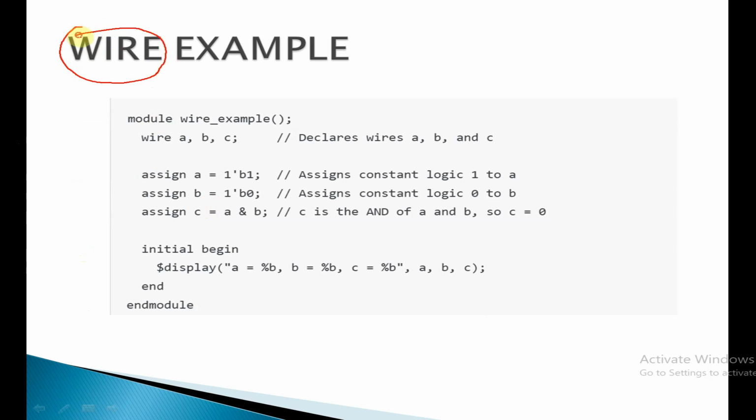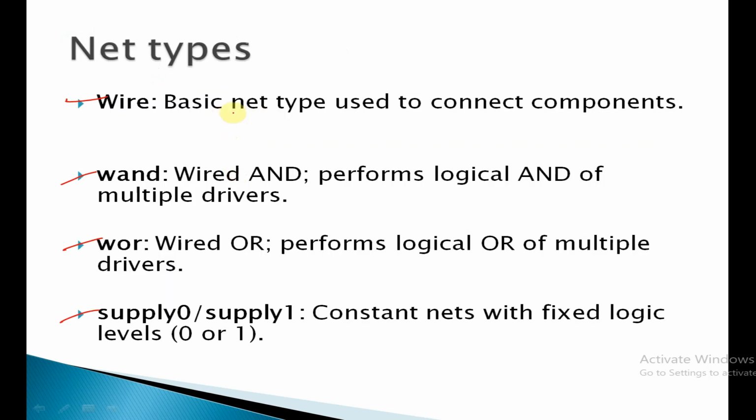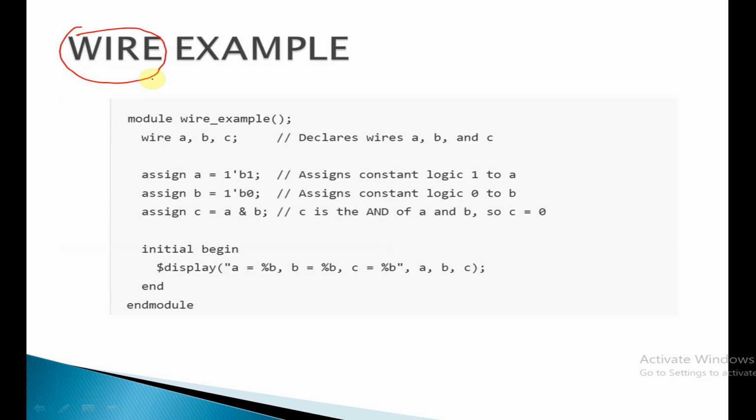Basically, this wire is used to connect two components. Wire is a basic net data type used to connect two components. Here, wire is a data type. You can declare any variables with this particular data type.